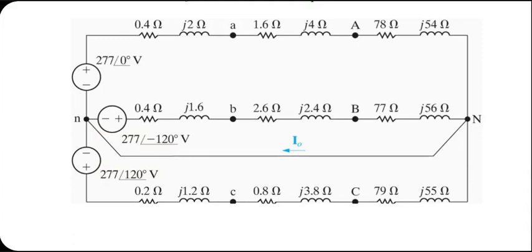Phase A has gone through a line which has impedance 1.6 ohm plus j4 ohm. Phase B has gone through a line which has impedance 2.6 ohm plus j2.4 ohm. And phase C has gone through an impedance of 0.8 ohm plus j3.8 ohm. Not only that, the generators have internal impedances also.